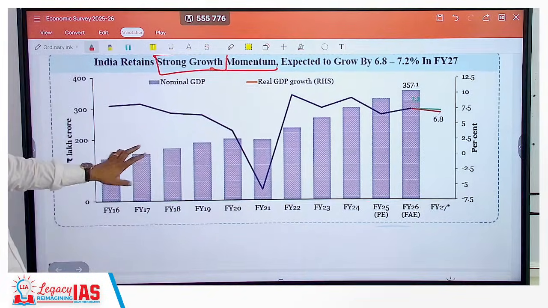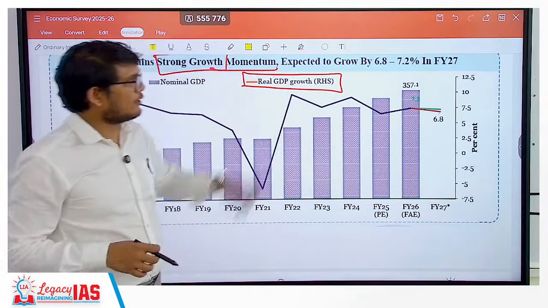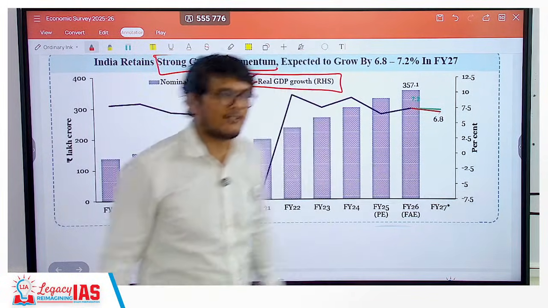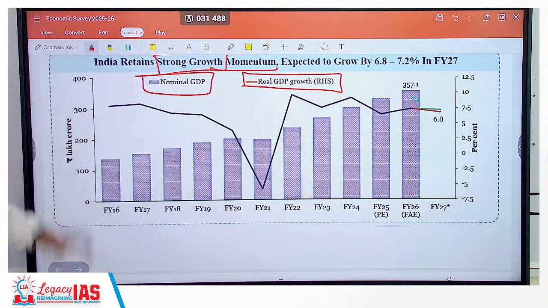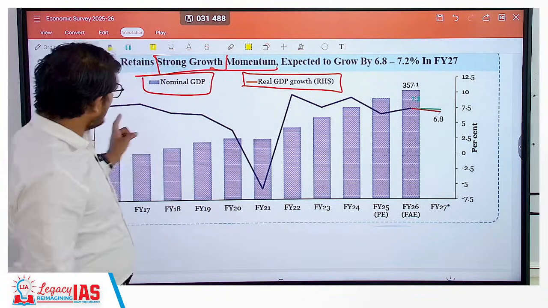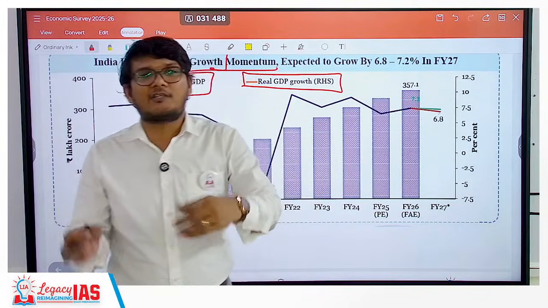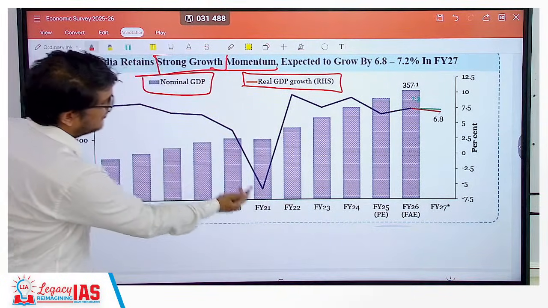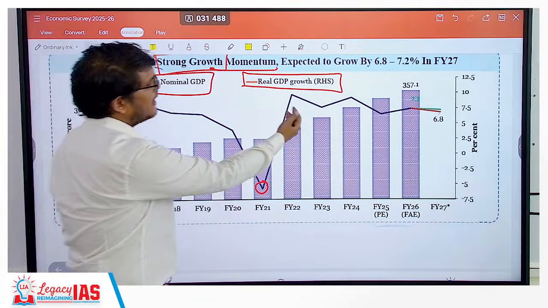So if you look at the real GDP growth, now real GDP growth, RHS, means for the real GDP growth, you have to read the numbers on the right hand side. For the nominal GDP, you have to read the numbers on the left hand side. I hope that's clear. Now, this real GDP, what is real GDP? The GDP adjusted for inflation is your real GDP. Of course, you can see a dip because of the COVID. This was COVID externality, but you have seen an increase.